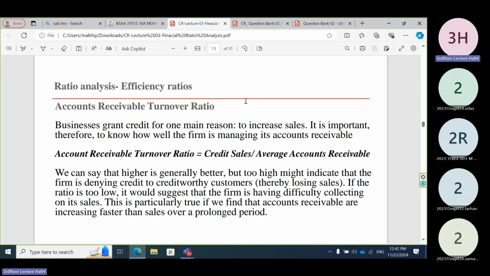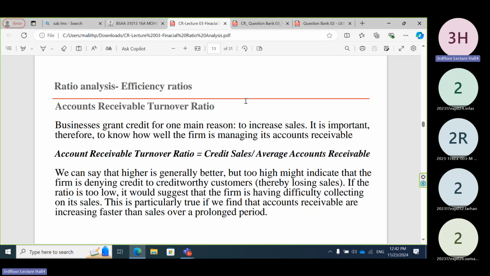Why? We want to have cash immediately. We are trying to have a higher debtor turnover, so rapid liquidity.